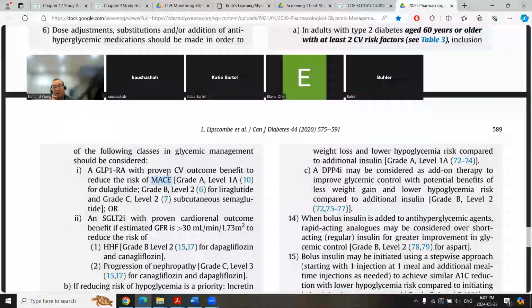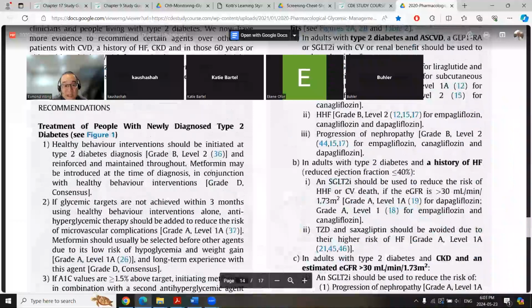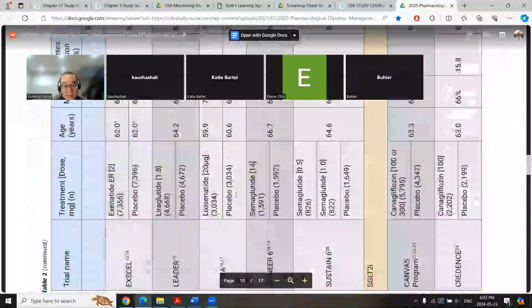So we're talking about preventing a heart attack or a stroke. And Forxiga didn't have great evidence in doing either. It has good evidence for heart failure. So that's why there are all these different categories up here.